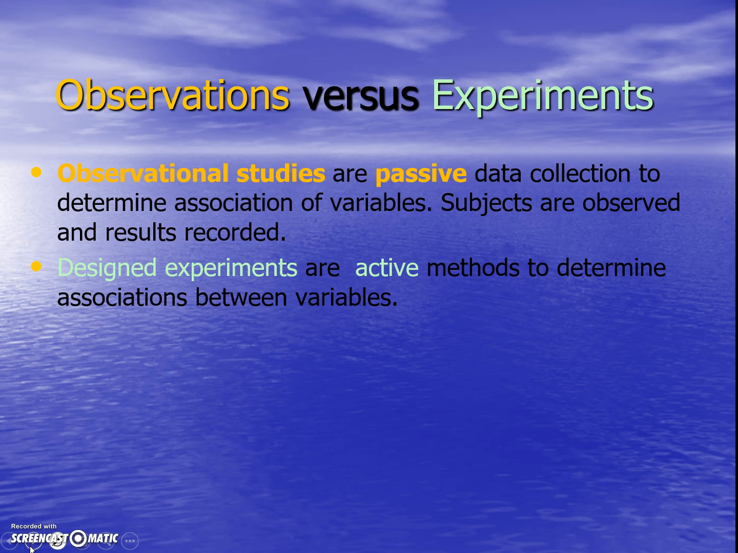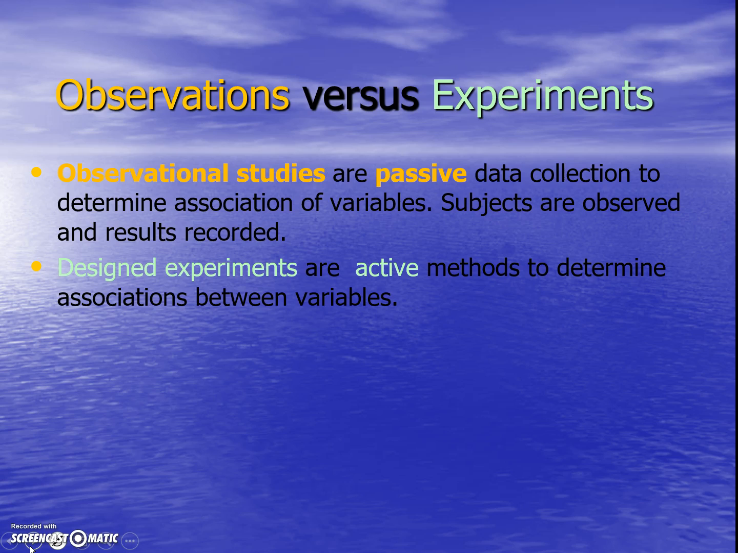Let's talk about observation versus experiments. Observational studies are passive. They're data collection to determine association of variables. Subjects are observed and results recorded. It's kind of like sitting on a park bench watching a Coke machine and a Pepsi machine, just watching who puts money in what. You could be observing all the females, you could be observing everyone, you could be observing kids, and just sitting and collecting data, not talking to them, not making any interjection into their decision.